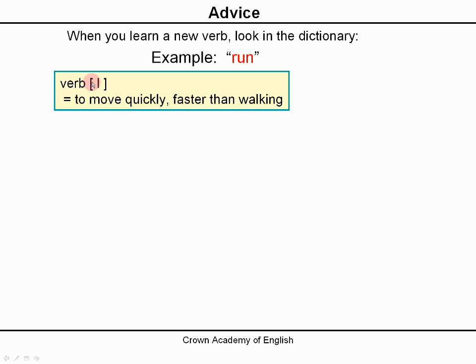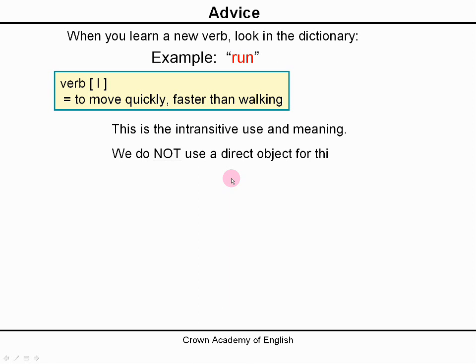But let's look carefully. It's telling us, the dictionary is telling us with the letter I, that this is an intransitive use of the verb run. So this is the intransitive use and meaning. And so now we know that we do not use a direct object for this meaning. So with this information, that it is intransitive, we know that the sentence has this form: Mark is running. We know that we must not write a direct object.